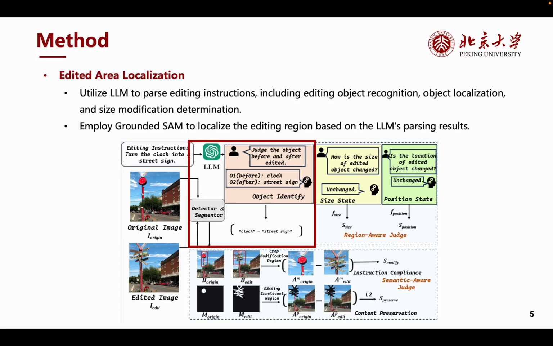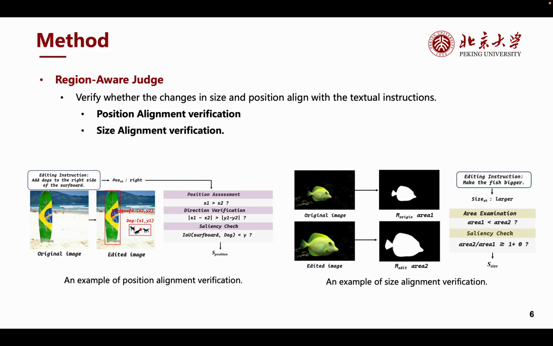Specifically, for edit area localization, we first utilize large language model to parse editing instructions, including editing object recognition, object localization, and size modification determination. Then we employ Grounded SAM to localize the editing region based on the parsing results. Then, for region-aware judge, we verify whether the changes in size and position align with the textual instructions, as shown in the two below images.